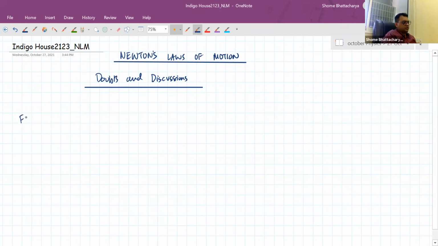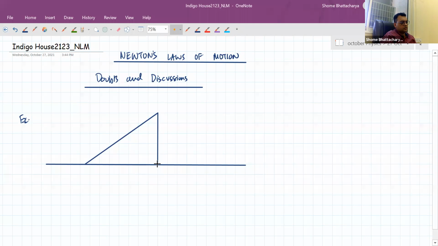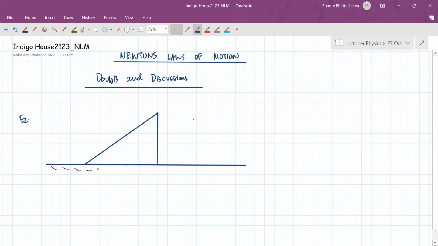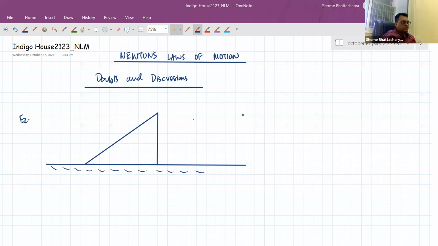Okay, so let's start with this example. So we have a situation like this on a smooth horizontal surface. There is a triangular wedge like this. So this triangular wedge is of mass capital M and this angle is theta. And this surface is also smooth. And now there is a smaller block of mass small m just placed on this wedge like this, and we are pushing the whole system with some external force horizontally in this direction.